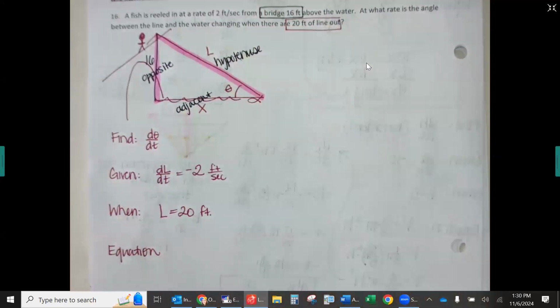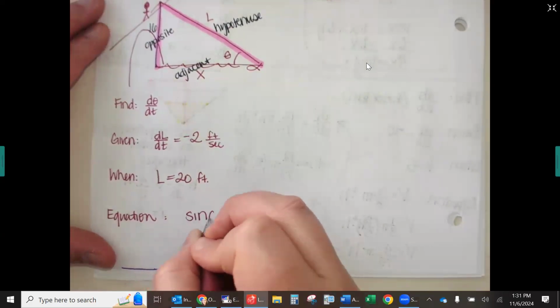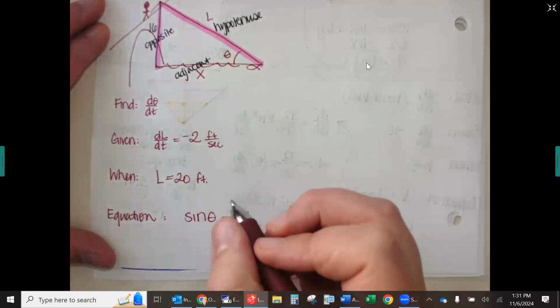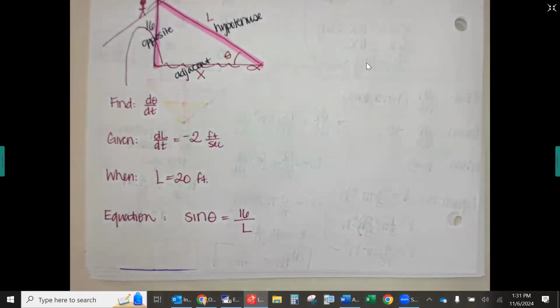Okay, now remember, you want to pick SOH, CAH, or TOA that has stuff in it that you want to know about or that you already know about. So I already know the 16. I want the L. Then that means I want these two sides in the same trig. Who am I picking? SOH, CAH, or TOA? Sine is opposite over hypotenuse. So it'd be sine theta equals my opposite side, 16, over my hypotenuse side, L. Okay, that is the equation that we're going to then be taking.